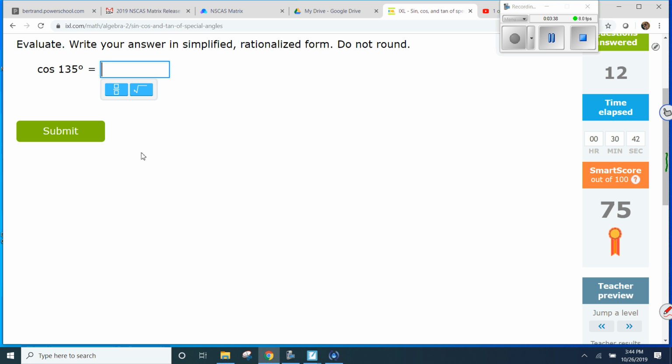All right, now you have the cosine of 135 degrees. Now that's a little bit different because we didn't mark those on our hand. So you're wondering, where is 135 degrees? So what we have is that bow tie effect that I talked about in a previous example. 135 degrees is going to be over here in the second quadrant.